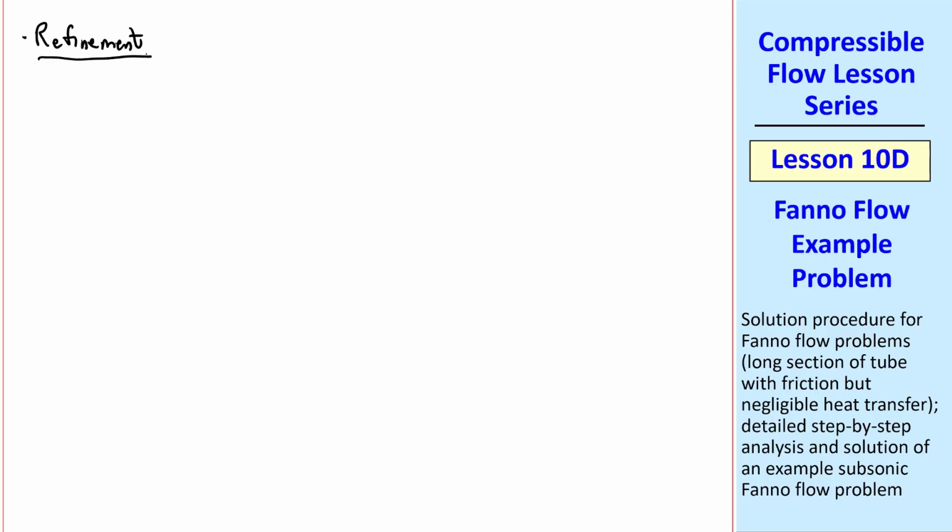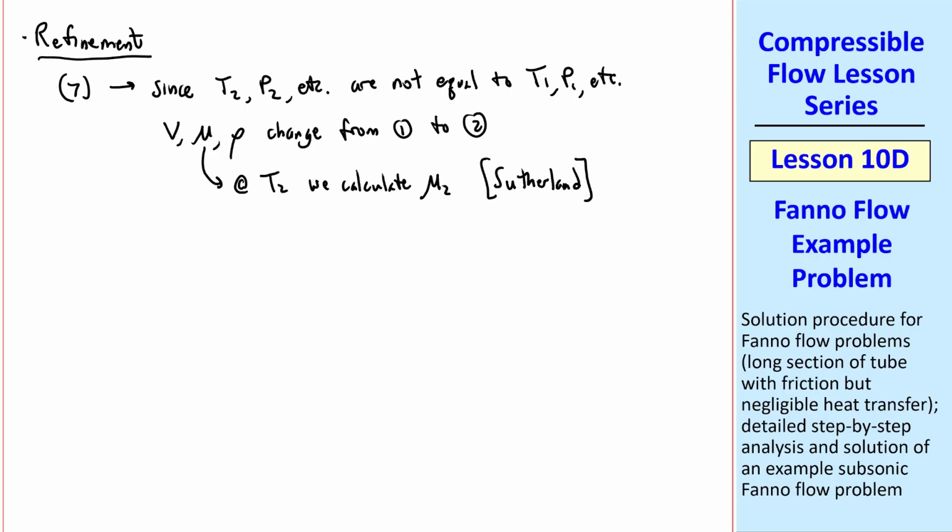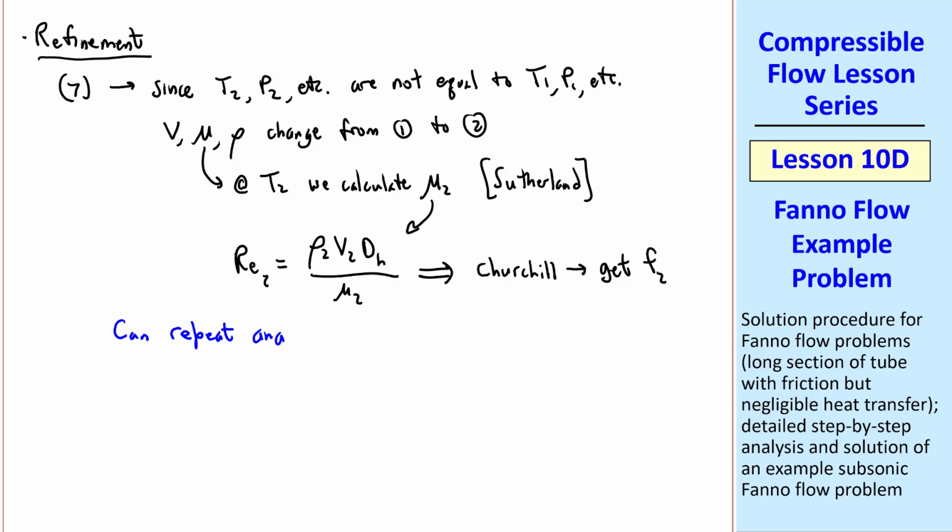One final refinement, if you want to do this for more accuracy, which I'll call step 7, is that T2, P2, etc. are not equal to T1, P1, etc. V, mu, and rho change from 1 to 2, and because of this mu changing, at T2 we calculate mu2 using Sutherland, from which we can get a new Reynolds number at 2, and then since the roughness hasn't changed, we use Churchill again to get F2. We can then repeat our analysis with F equal F1 plus F2 over 2, and average F down the pipe.